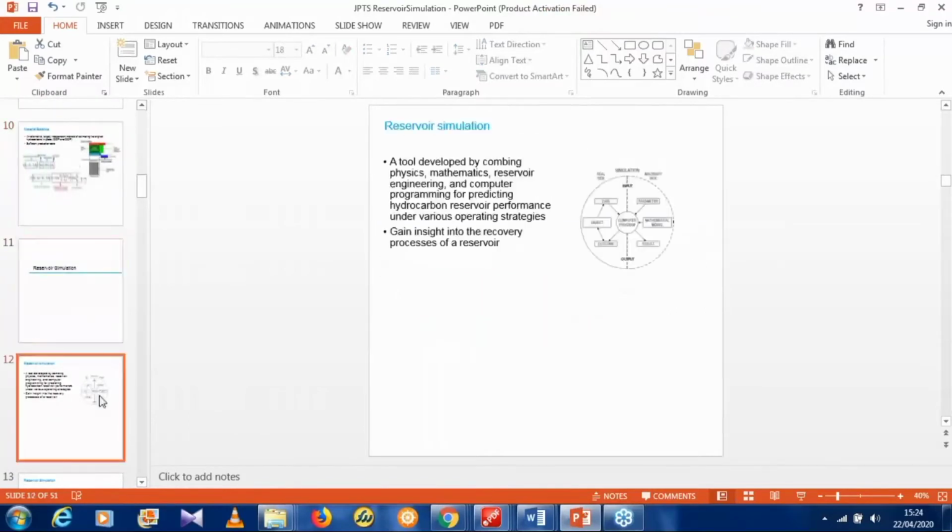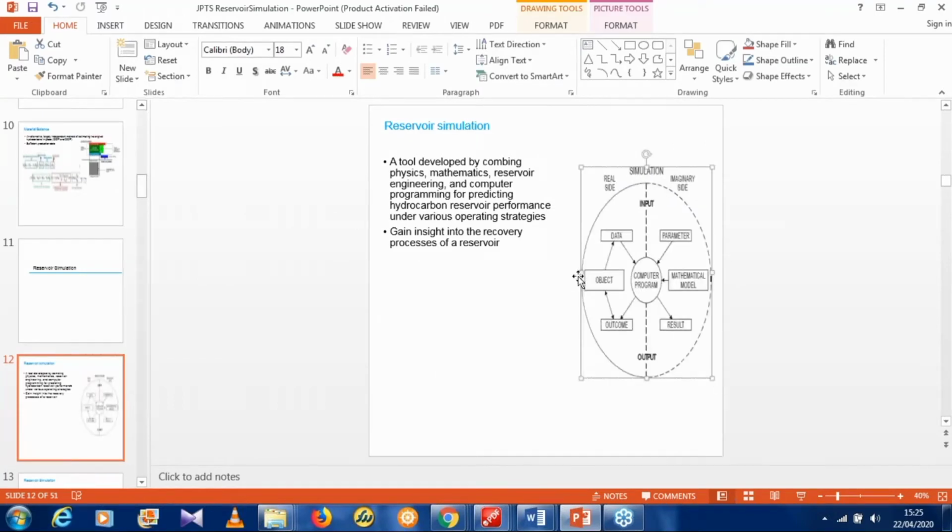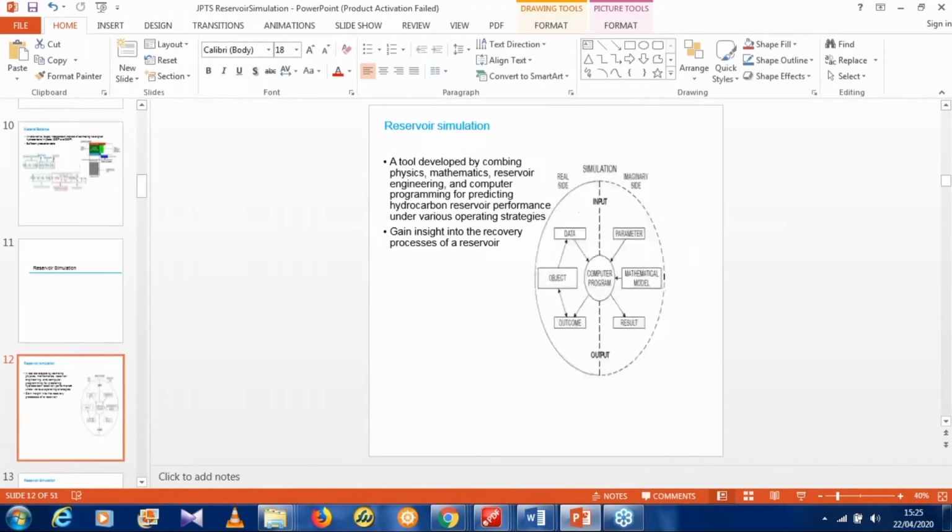But for reservoir simulation, the tool is used by combining different properties: physics, mathematics, reservoir engineering, computer science, and quite a number of other factors. This is what it looks like, if you can see them.